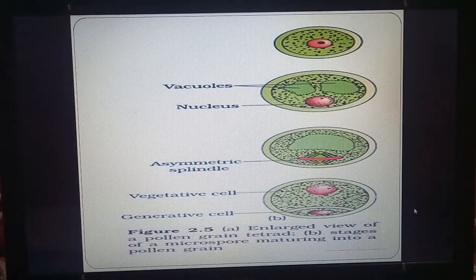Now here we can see the stages of microspore maturing into pollen grain. From top to bottom, first there is a microspore, then it has a nucleus and vacuoles. The nucleus elongates, it is called asymmetric spindle, and then 2 parts. We can see the large part is the vegetative cell and the small is the generative cell.